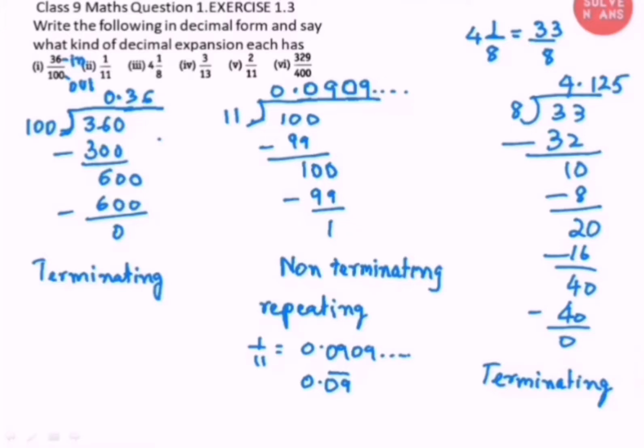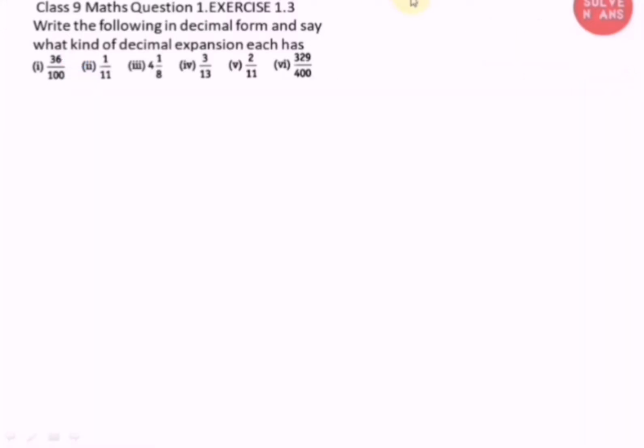So the fourth one now. The fourth one here is 3 divided by 13. So you are going to divide 3 and 13. Take a point, make it 30. Then 13 2s are 26. Then 4. Because you have taken a point, make 40. Then 13 3s are 39.